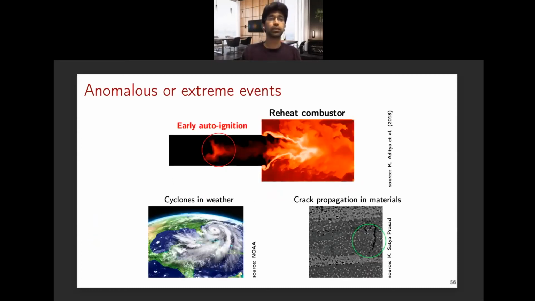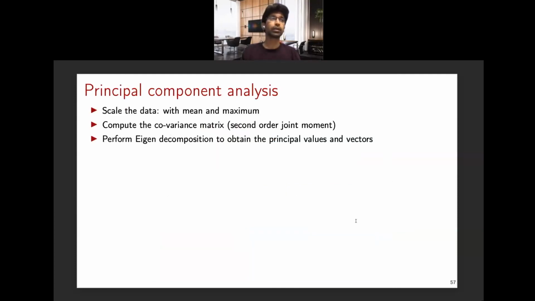And we also, as I said, generate lots and lots of data. So we want to use machine learning methods to identify extreme or anomalous events, which are really important to understand either in the gas turbine case or in more general cases like cyclones in weather or crack propagation in materials. So what we are looking at is a method to detect anomalies in scientific data.